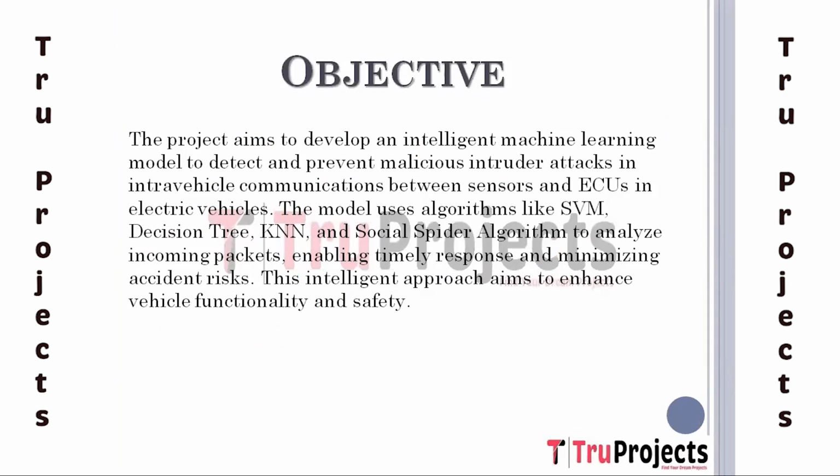Objective. In this project, we aim to address the security concerns in intra-vehicle communications by developing an intelligent data-driven model based on machine learning. The model aims to detect and prevent malicious intruder attacks that compromise the communication between sensors and electronic control units, which are ECUs, in electric vehicles. By training the models using various algorithms such as SVM, decision tree, KNN, and the proposed social spider algorithm with SVM, the system can analyze the frequency and the characteristics of incoming packets. The goal is to accurately identify anomalies or potentially harmful packets, enabling timely response and safeguarding the functionality and safety of the vehicles by minimizing the risk of accidents triggered by compromised intra-vehicle communication.